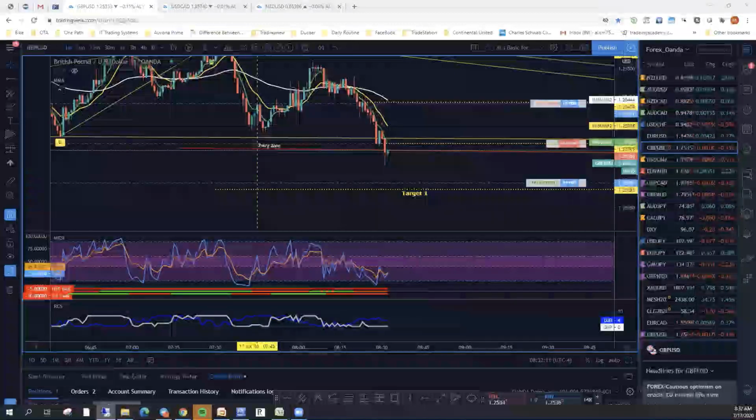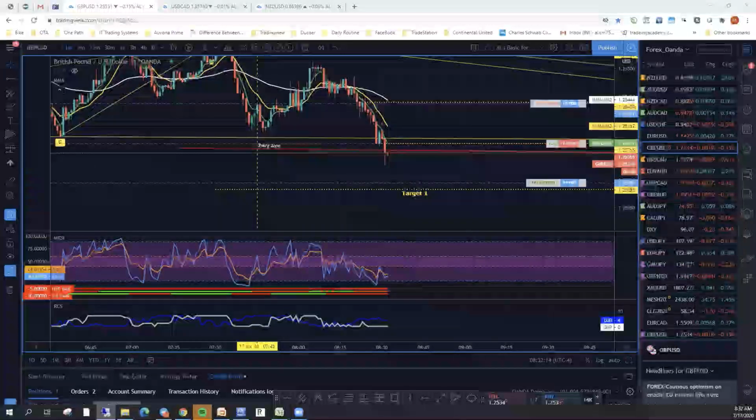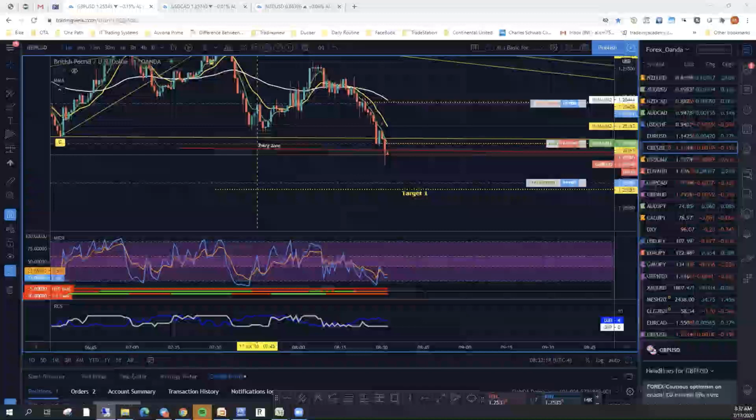Can y'all hear my computer doing all that noise? Yeah. Turn that off. I have to find out how to turn that off.